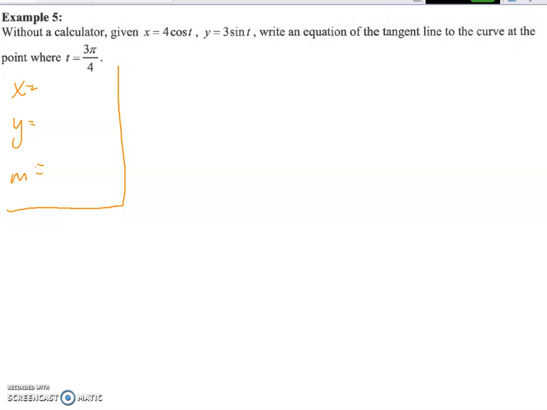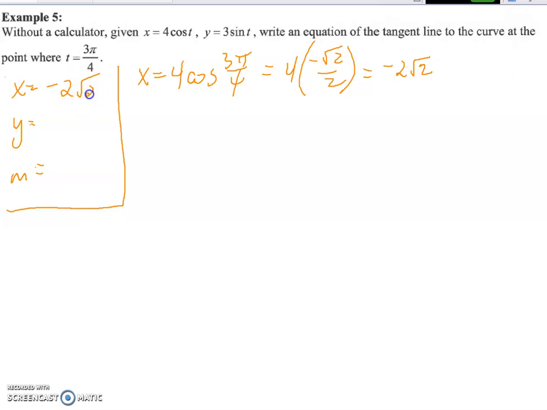So the x-coordinate will come from plugging the t value into the x equation. So I've got x is equal to 4 times the cosine of 3 pi over 4. So 4 times cosine of 3 pi over 4 is 4 times negative square root of 2 over 2. Simplify, we get negative 2 times the square root of 2. So negative 2 root 2.